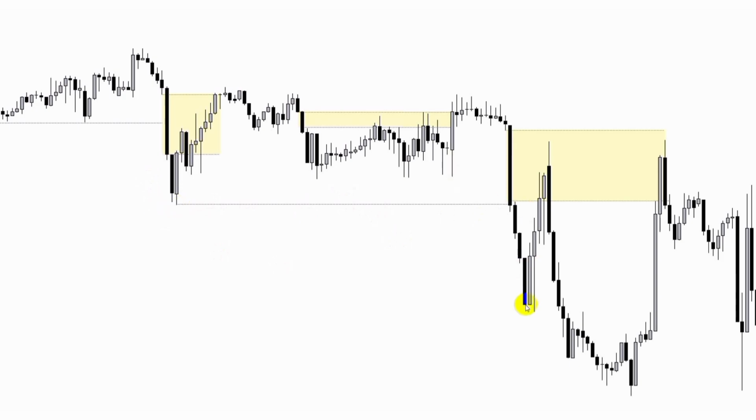Now what you can see is that price returned to fill up the fair value gaps, to fill up the imbalance in the market. I told us that at times you would see that price will not completely fill up the fair value gap, and this is an example of that. What you can see is the return of price. Price completely filled up this fair value gap.